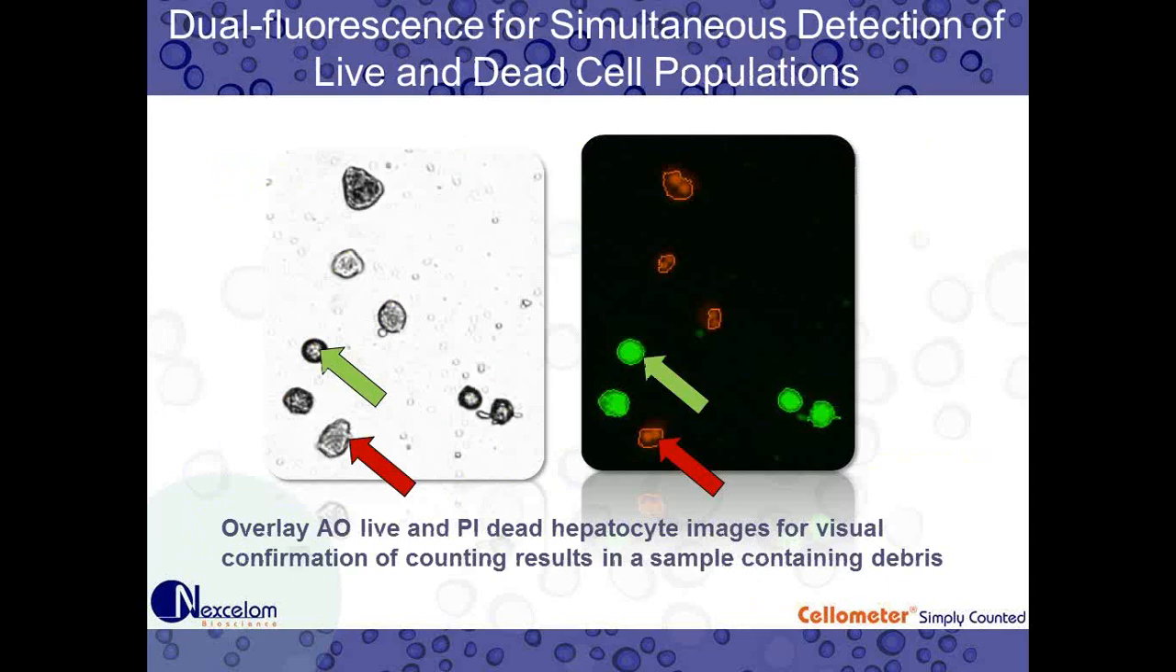This is an example of dual fluorescence of live and dead hepatocytes. And you can see on the image on the left, there's a lot of debris in the bright field image. And when you look at the fluorescent image, it's very clean. You can easily distinguish your live and your dead cells.